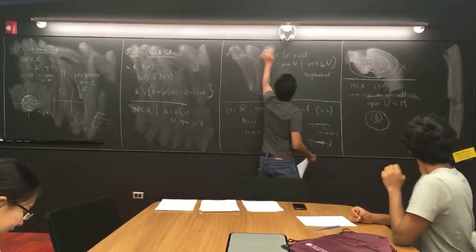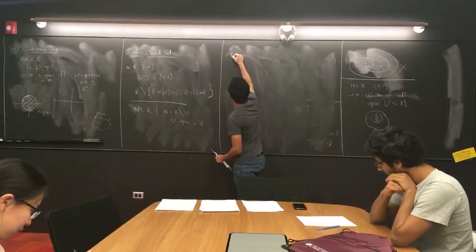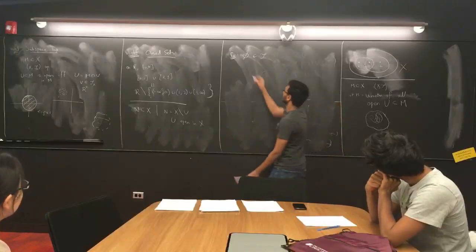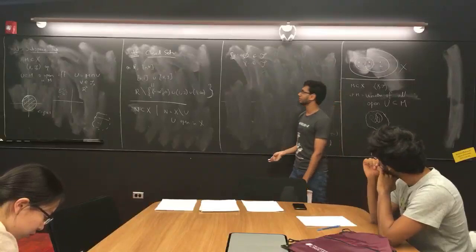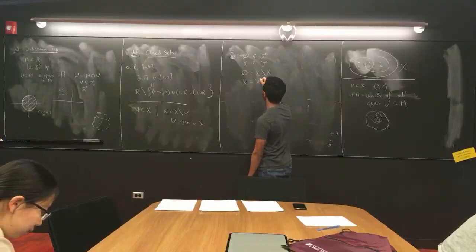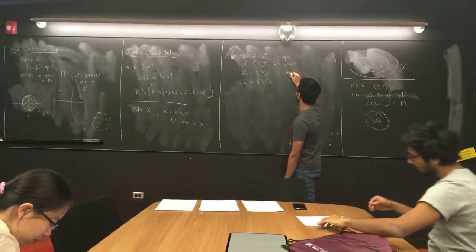Consider the null set. From the definition of topology, the null set belongs to any topology on X. It has to. We also have that X belongs to this topology, again from the definition. But I can write phi as X minus X, and I can write X as X minus phi. So phi is open, X is open, but phi is also closed, and so is X.